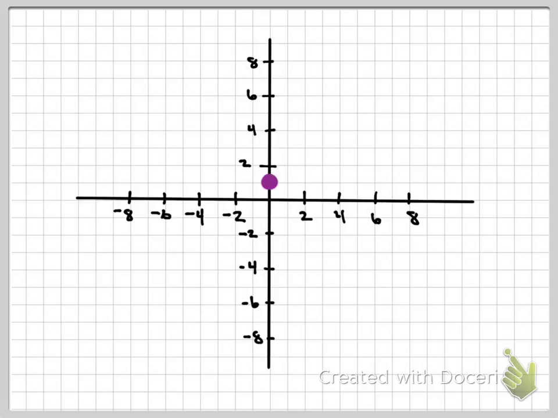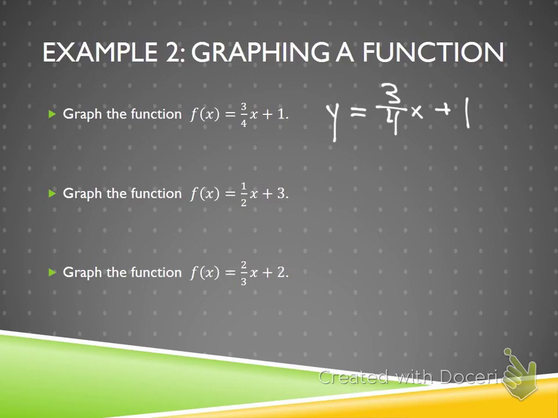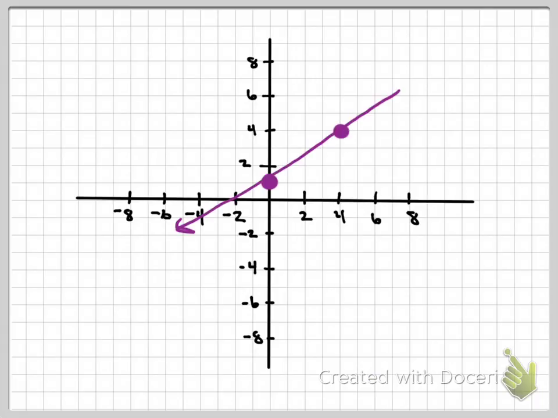But how do I know where my second point goes? I use my slope, 3/4. 3 over 4. Is it run over rise or rise over run? Rise over run. So I rise 3, run 4. All right, and then make sure on the graph that you label it in function form. On your homework, your classwork, make sure that you have the equation labeled.